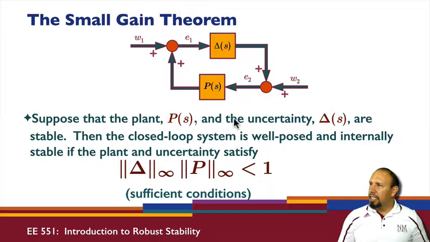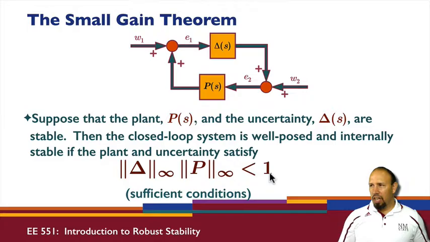Now, suppose that the plant and the uncertainty are both stable. Then the closed loop system is well posed and internally stable if the plant and uncertainty satisfy this relationship. So not the determinant of I minus delta P, but delta P in the infinity norm being strictly less than 1. Now, it turns out these are sufficient conditions. That is, if this holds, then the stability holds. However, it's possible for the system to be stable and this condition does not hold. So this is a sufficient condition. It's not a necessary condition, but it's a fairly simple one.